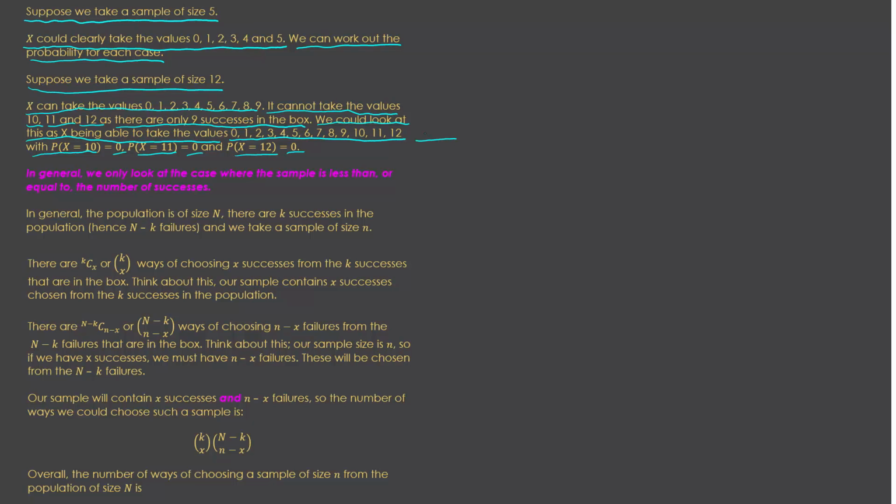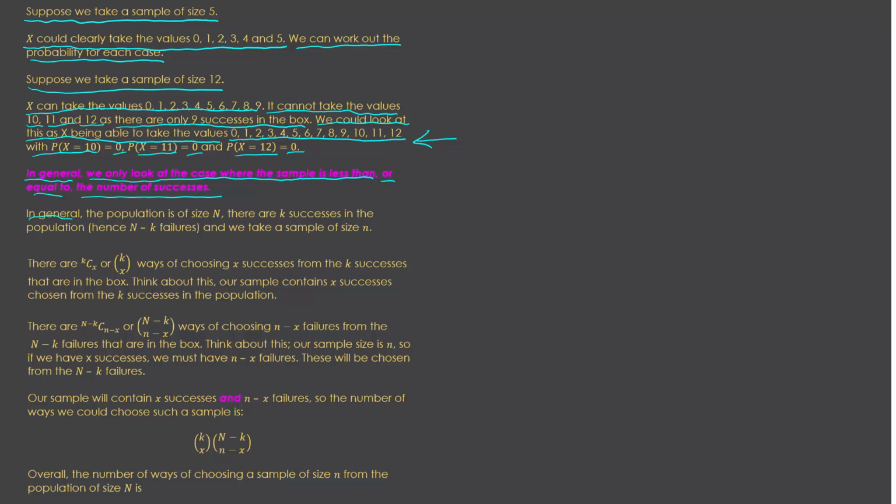However, this is really not what we do in practice. So in general, we only look at the case where the sample is less than or equal to the number of successes. We don't consider those cases where we take a greater sample than the number of successes that are possible.